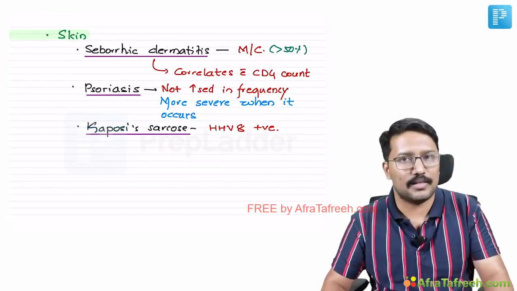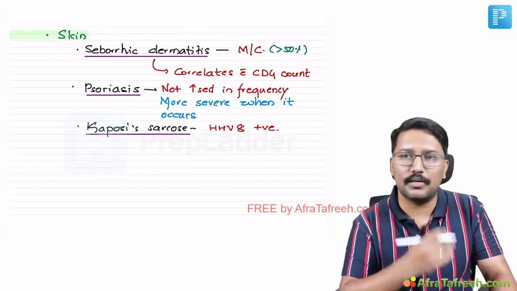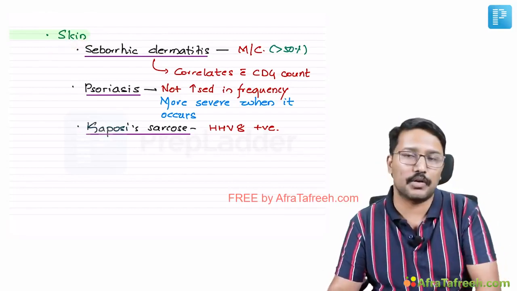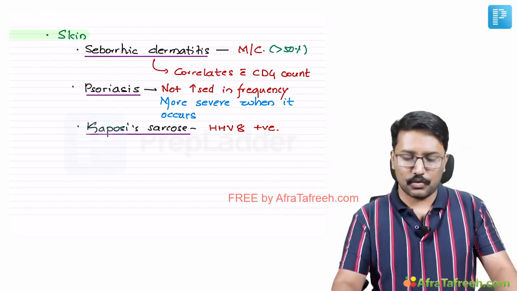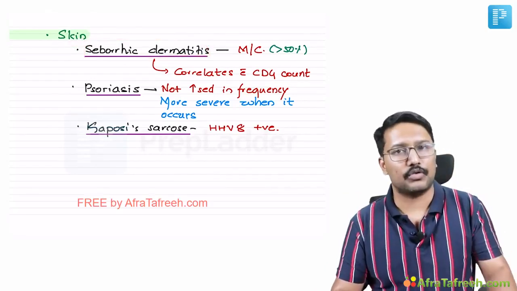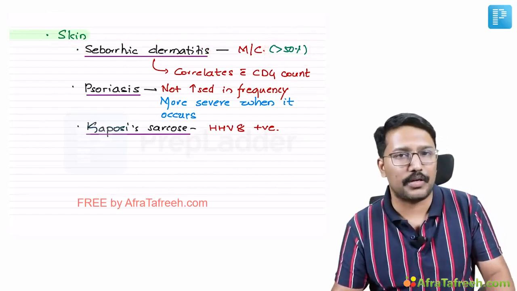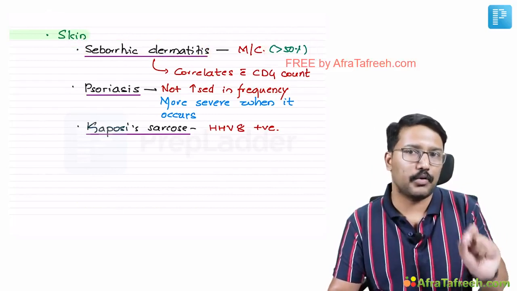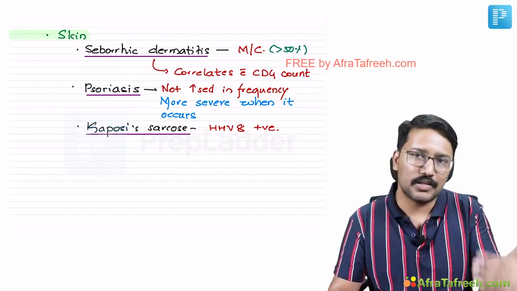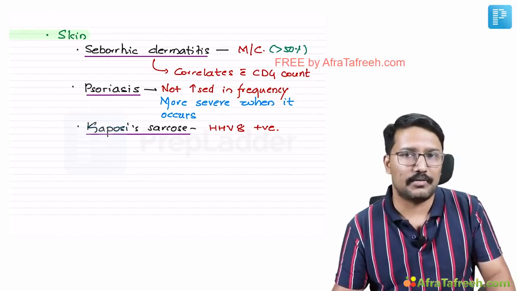In the last NEET SS examination, there was a question from this. They had asked which of the following is the most common dermatological manifestation of HIV infection, and on some paper there was also an image based question. So the most common dermatological manifestation of HIV is seborrheic dermatitis. That is the most common, seen in more than 50% of the patients. And we have to note a particular point here. The severity of seborrheic dermatitis correlates with the CD4 count. The lower the CD4 count, the more severe the seborrheic dermatitis. In other words, it correlates with disease activity.